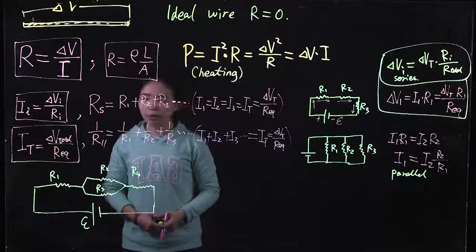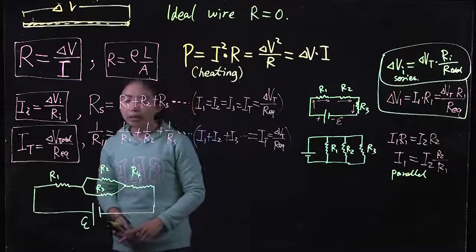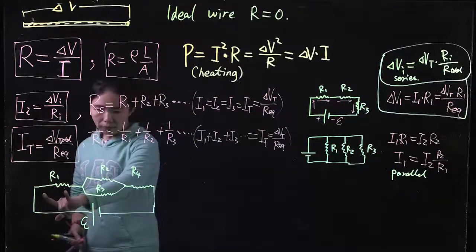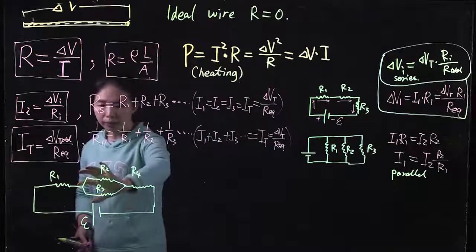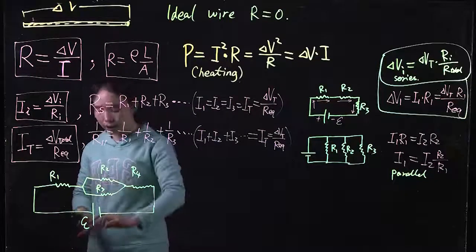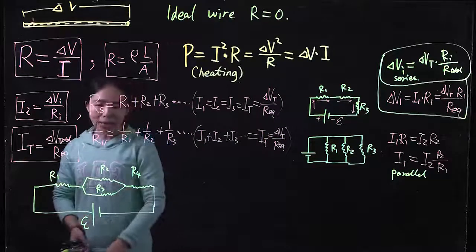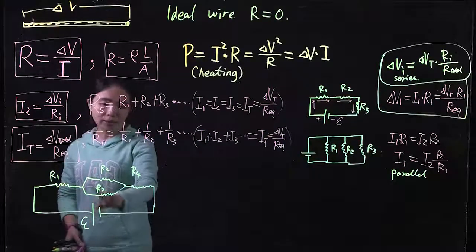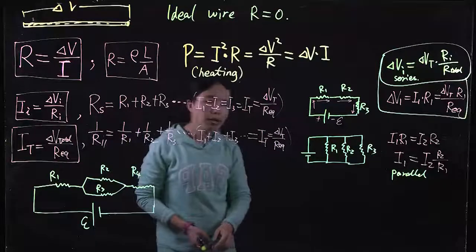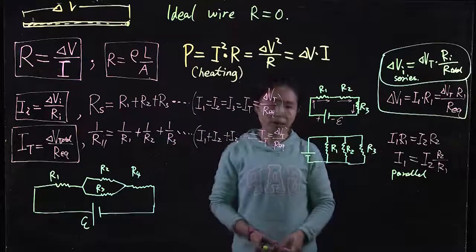So, for example, when we have such a circuit, what can we do? We notice that we have R1 in series with a big chunk, and then in series with R4. But inside this big chunk, we have two resistors. They are not going one after another. They are parallel, like here. What happens if you have different resistors in parallel to each other?